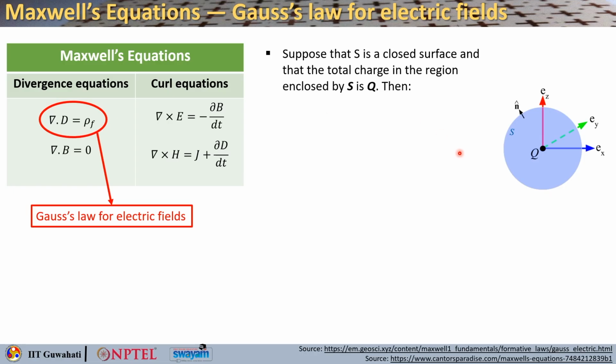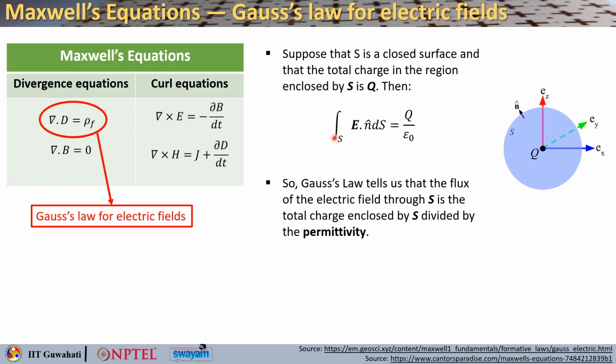Let us assume that you have a closed surface called S and the total charge that is inside this closed surface is Q. So, you can say that the charge Q is enclosed by this closed surface S. Here, n cap shows the normal from the surface, and these are the 3 coordinate vectors Ex, Ey and Ez.